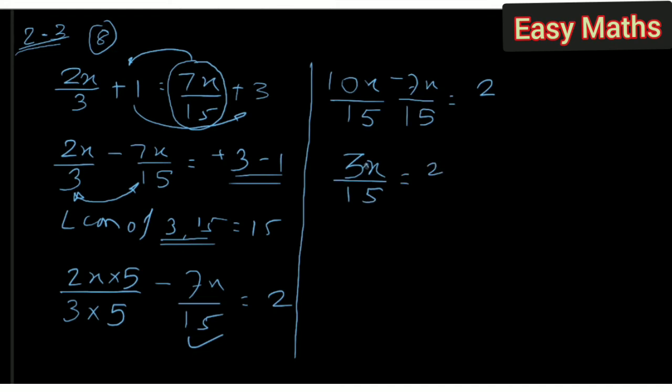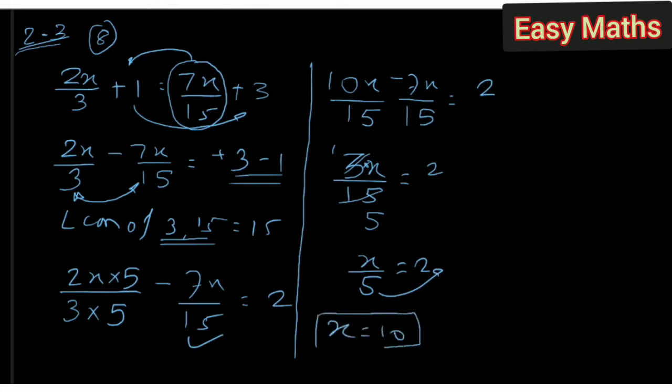Now in between 3 and x there is multiplication, so now I can solve this. 3 1s are 3 and 3 5s are 15. Now it becomes x by 5 equal to 2, and this division will become multiplication, and it will be 5 2s are 10. We just have 2 questions remaining. We'll solve those so that our exercise will be complete.